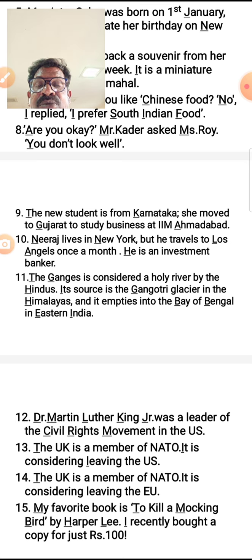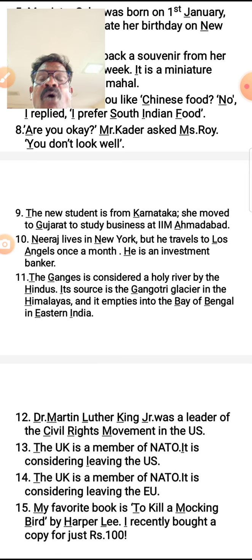The UK is a member of NATO. It is considering leaving the EU. Sorry, this is wrongly printed. My favorite book is To Kill a Mockingbird by Harper Lee. I recently bought a copy for just rupees.